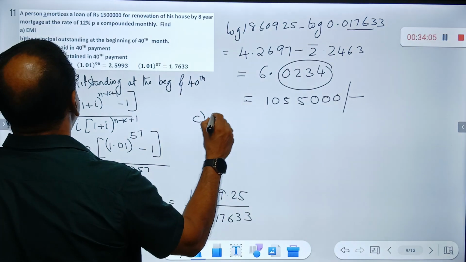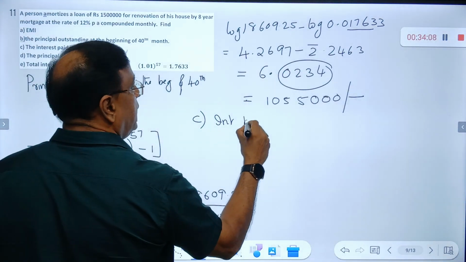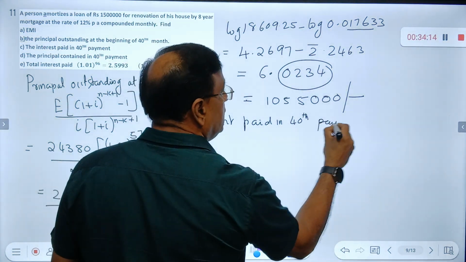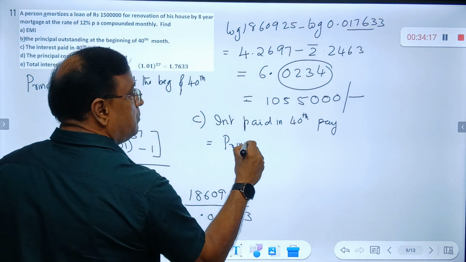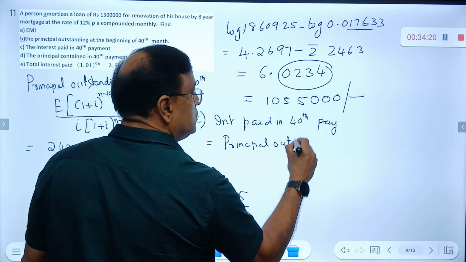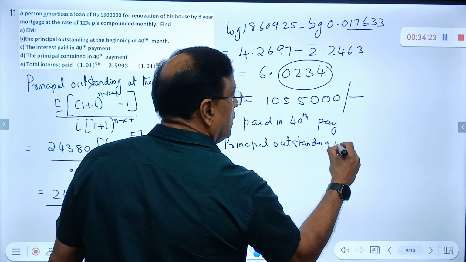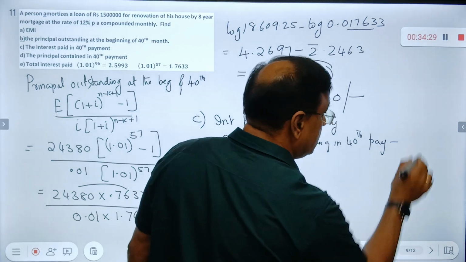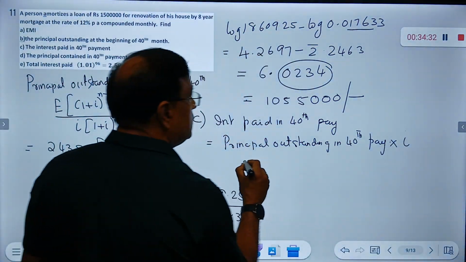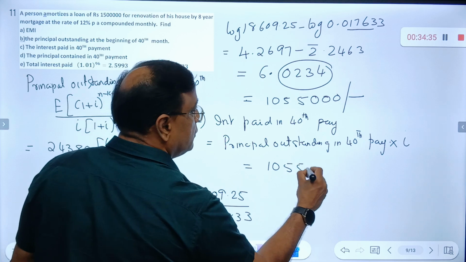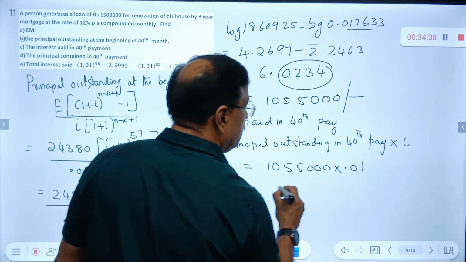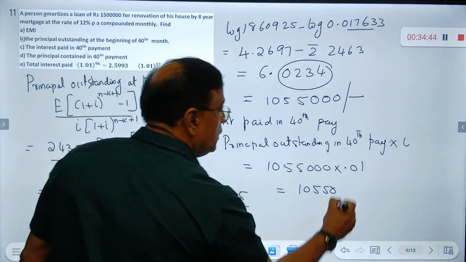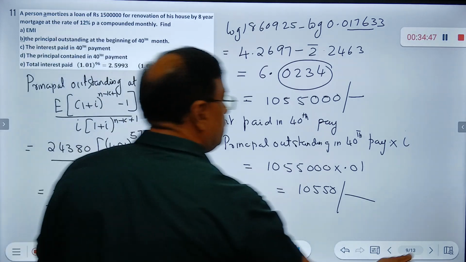The third part of the question is interest paid in 40th month. You know very well that is nothing but principal outstanding in 40th payment into interest. So this will be 1055000 into 0.01. If you multiply this, what do you get? 10550. Very simple calculation. And what about the fourth subdivision?